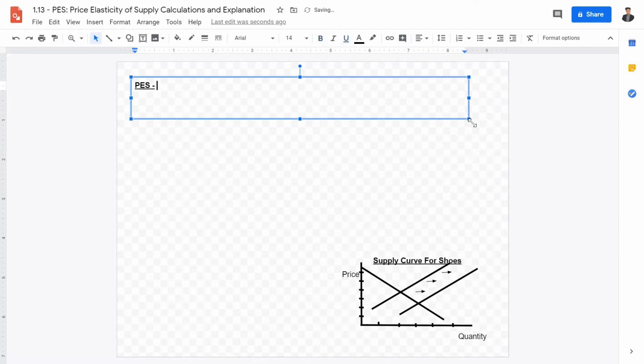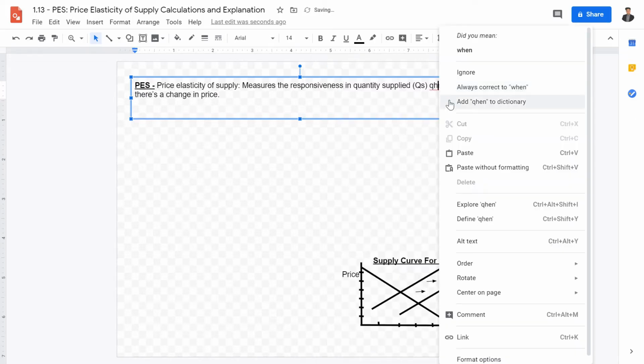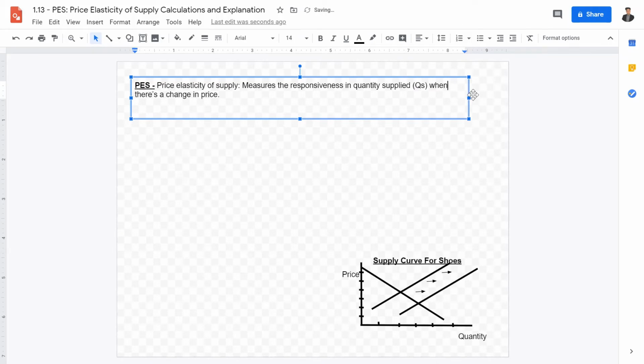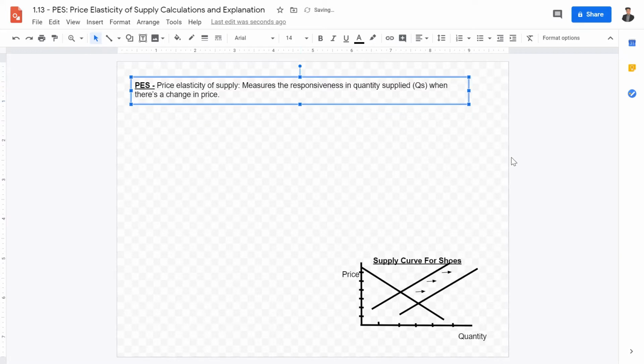PES, or price elasticity of supply, is defined as that which measures the responsiveness in quantity supplied, abbreviated as QS, when there's a change in price. Okay, so price elasticity of supply, abbreviated as PES, measures the responsiveness in quantity supplied, or QS, when there is a change in price.